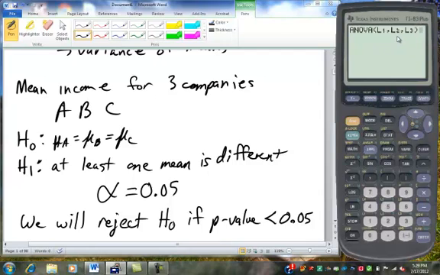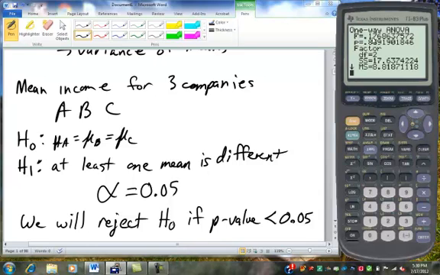I can do anywhere from 2 up to, I believe, 9. Oh, sorry, up to 6. The calculator only takes 6 lists, so up to 6 for the calculator. I'm just going to hit enter, telling it to execute the ANOVA command. And here it gives me a one-way ANOVA.